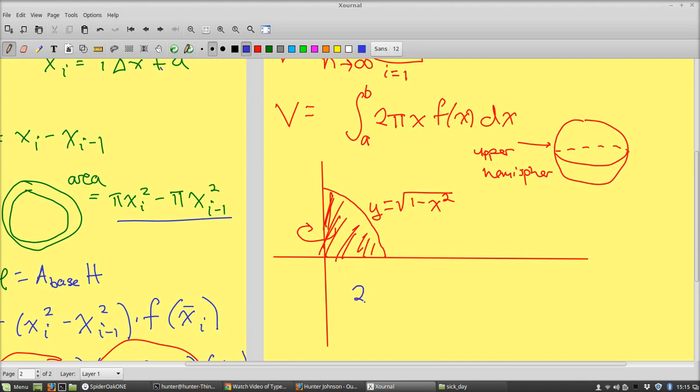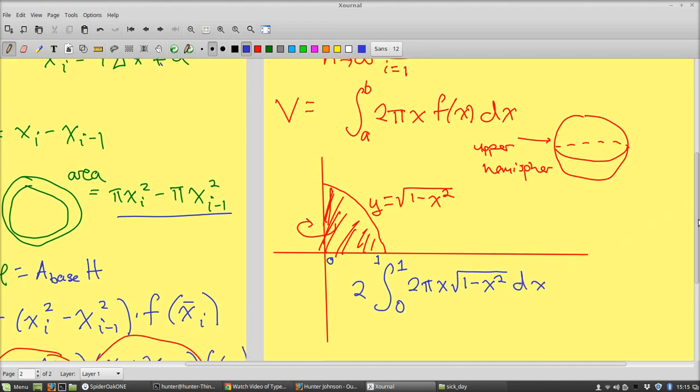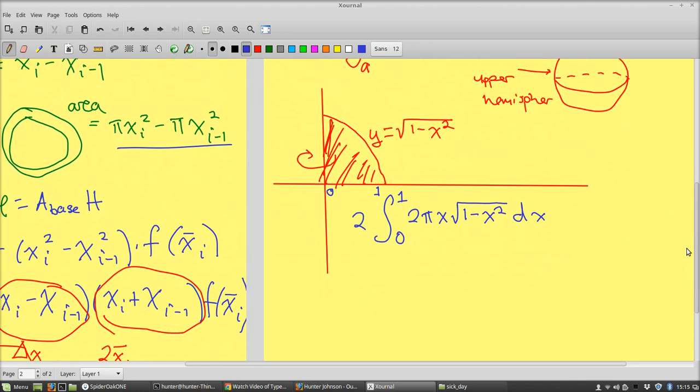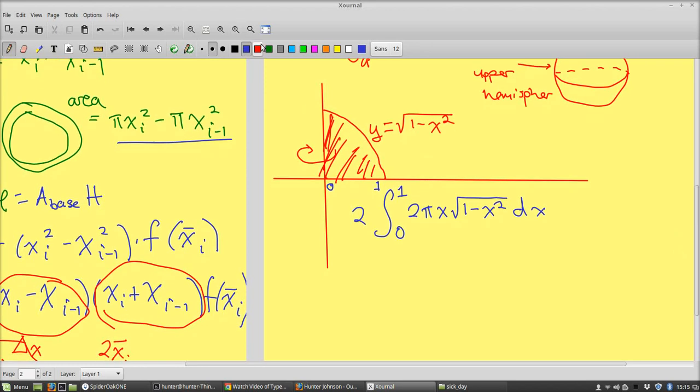We want 2 times the integral from 0 to 1 of 2 pi x times the square root of 1 minus x squared dx, which turns out to be a nice little substitution problem. So let's do u equals 1 minus x squared, then du equals minus 2x dx, minus 1/2 du is equal to x dx.